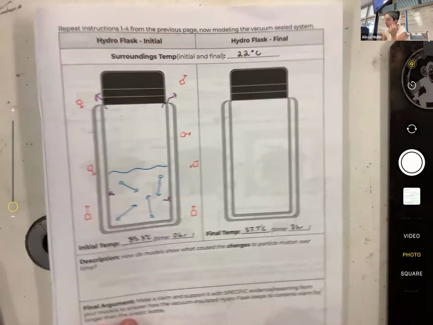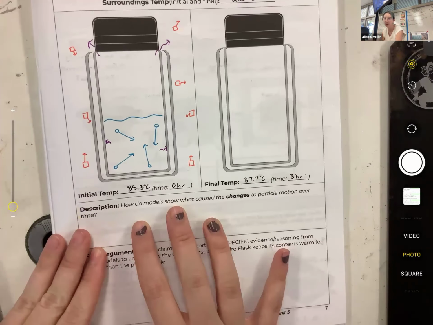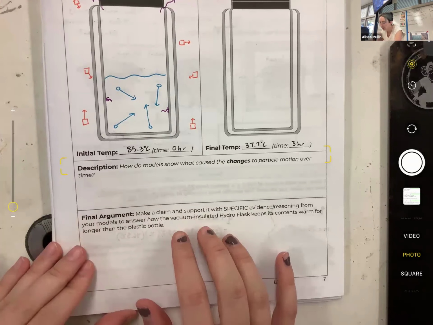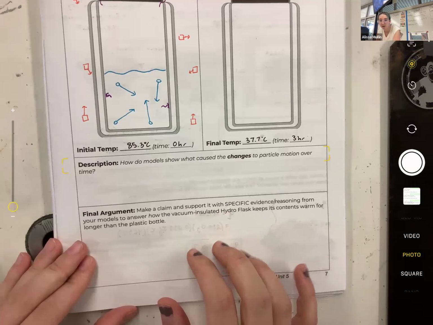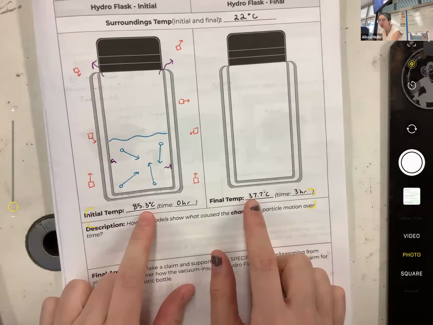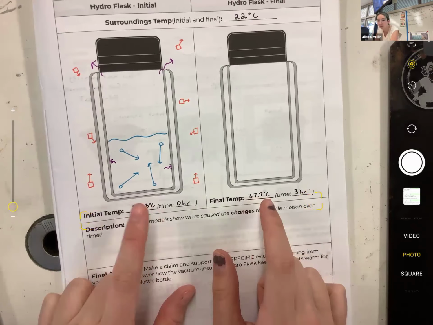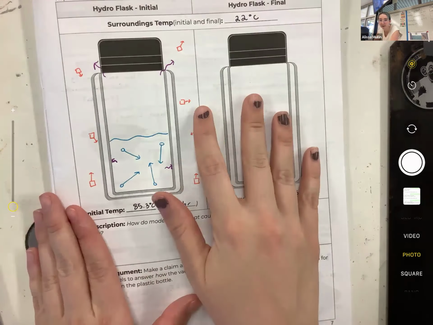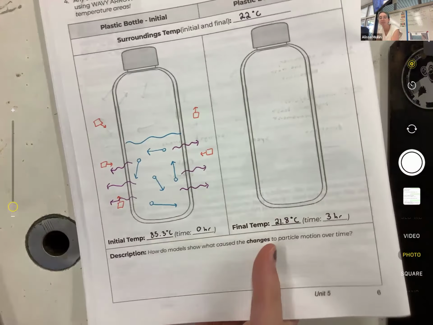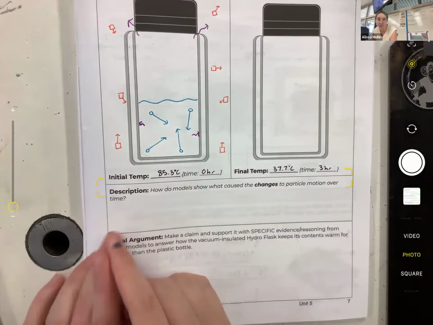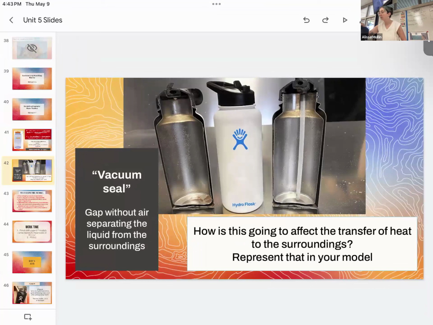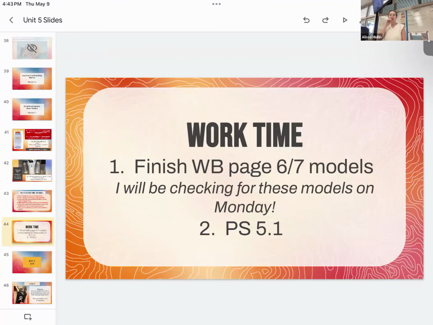Same thing for the other scenario. Describe what you're showing. How is heat moving? Then I want you to use some evidence and put it in your own words. Explain this data that we saw. Why was there less of a temperature change in this scenario versus this scenario? Okay, so for the next chunk of time, I want you to work on these 2 pages. If you get done early, then you can work on PS 5.1, okay?